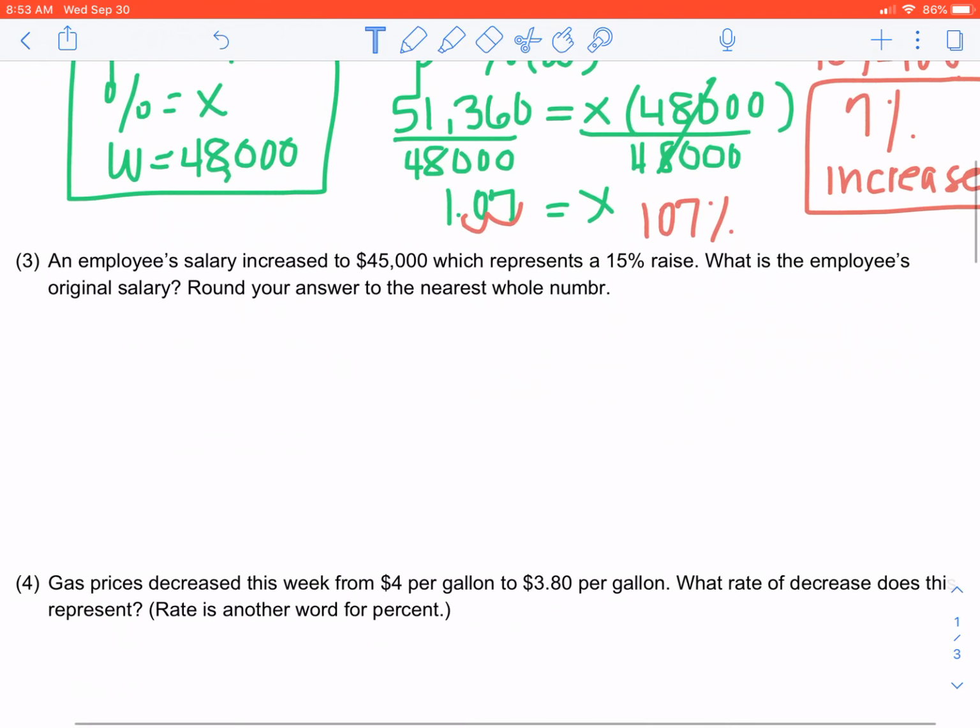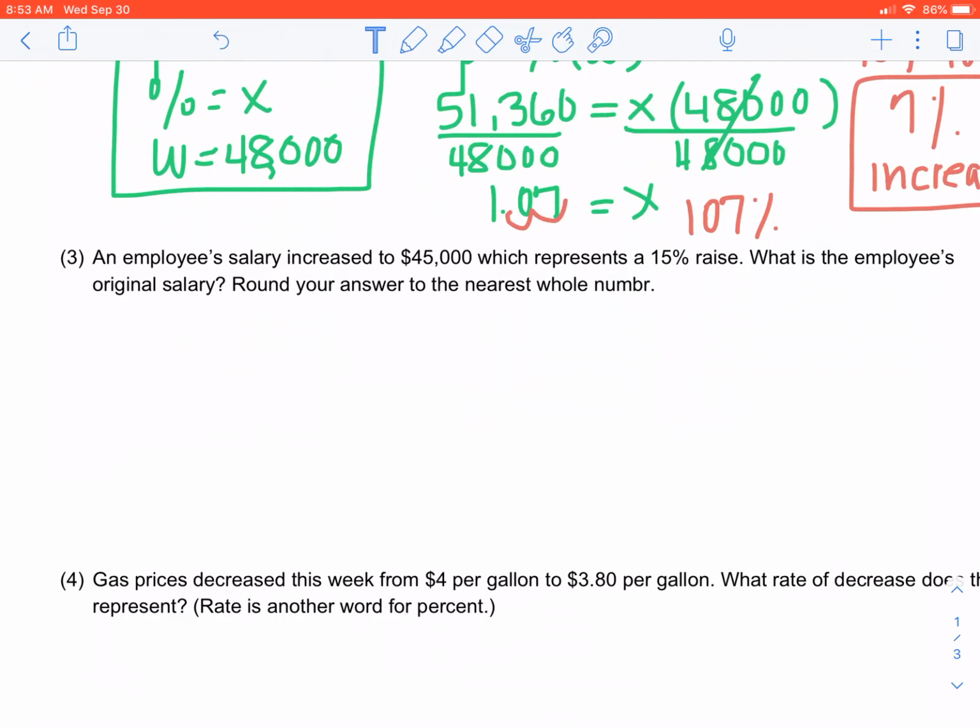All right, number 3, an employee's salary increased to $45,000, which is a 15% raise. Now, a 15% raise means that it went up 15%. So we're not going to use 15%. We're going to add that percentage to 100. Every time it goes up, it increases by, we add it to 100, which the percentage we are now using is 115%. What is the original salary?